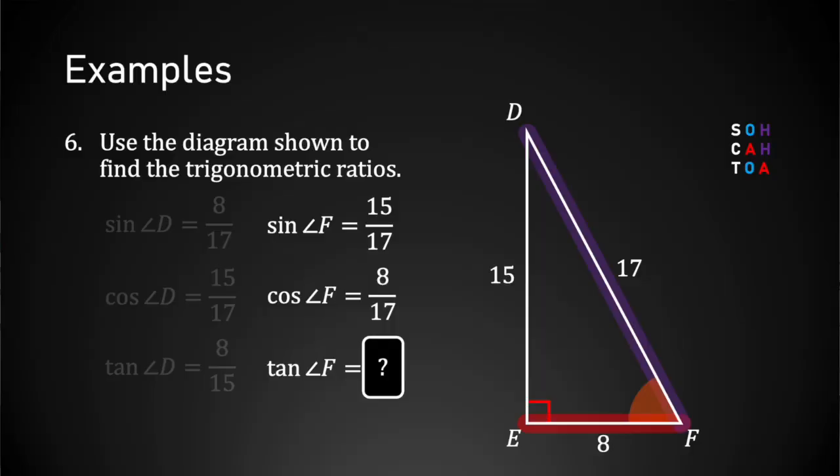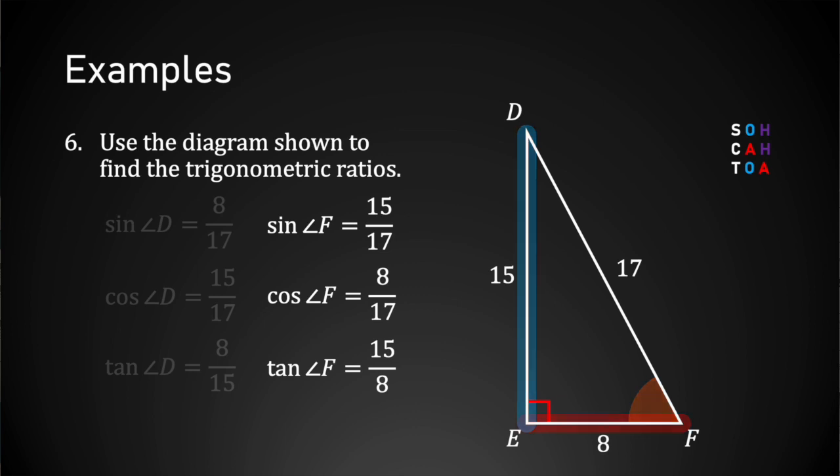Foreshadowing is a narrative device in which a storyteller gives an advance hint of what is to come later. Tangent of angle F is 15 over 8, which is the reciprocal of the tangent of angle D? Weird. For the next type of problem, we're going to need our calculators.